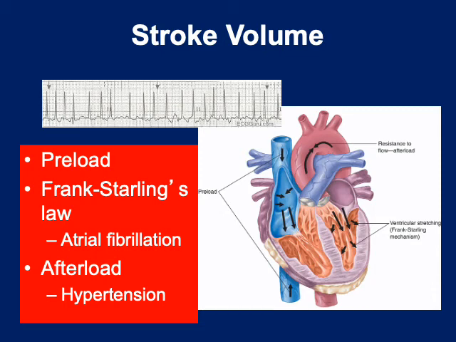Now, afterload is the pressure that the left ventricle pumps against. Afterload is found in the aortic arch, the aorta. This is your arterial pressure inside your arteries. Doctors are really concerned about chronic hypertension because people with increased plaque in their bloodstream, people with hardening of the arteries, they have hypertension, and the left ventricle has to pump very, very hard against this extra resistance to pump blood around the body. So this is why doctors are concerned about people with chronic hypertension.